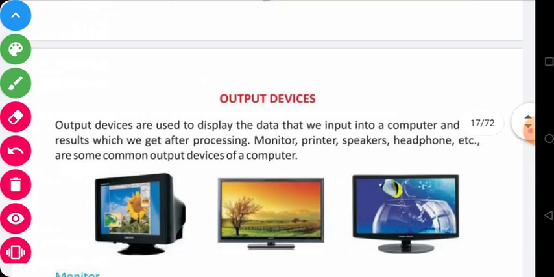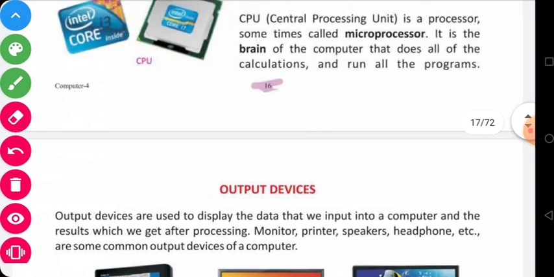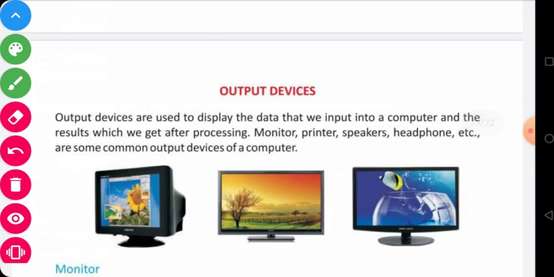Let's see the other part, which is the output device. What is an output device? Output devices are generally used to display the data that we input into a computer, and the result is produced with the help of an output device. So we can see the processed information, which is processed by which device? The microprocessor. The microprocessor is also called the brain of the computer. Not the heart of the computer, it is called the brain of the computer.